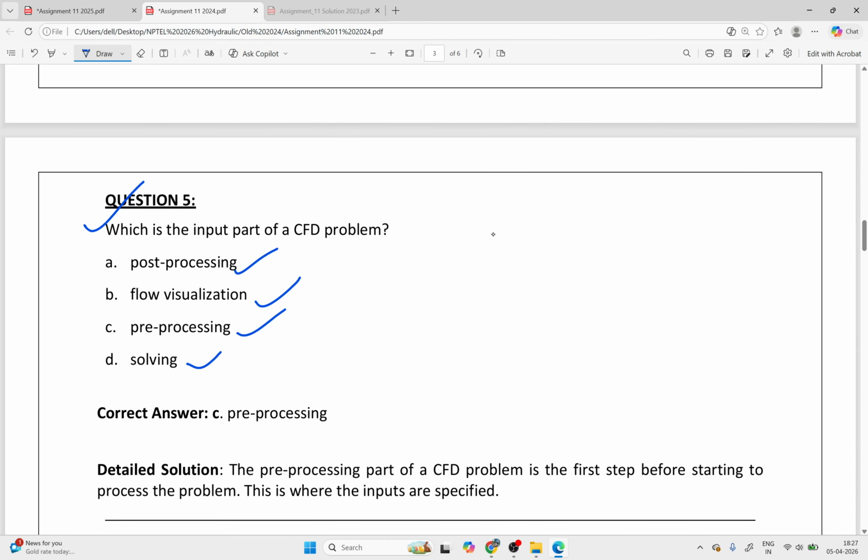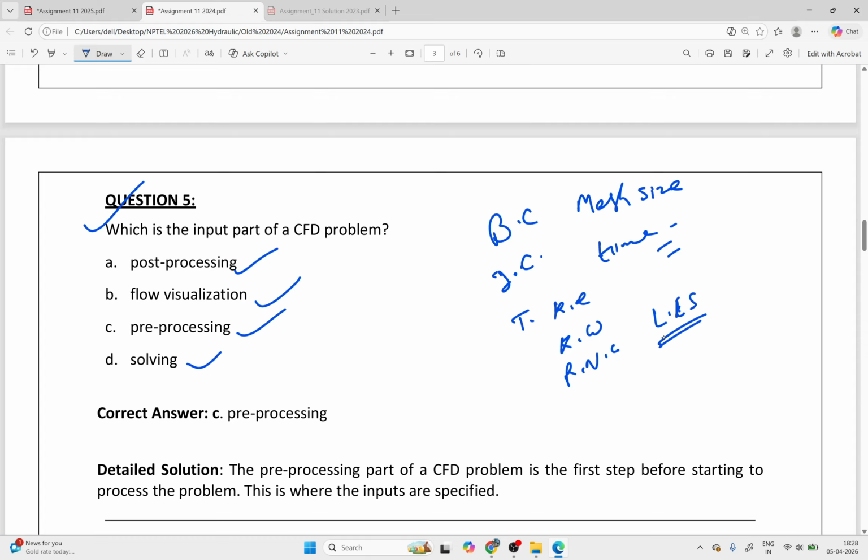So if you are telling pre, definitely it will be the pre, as I have discussed also. Input means the boundary condition and the initial condition, you need to input. Input means the mesh size, and the time step also. So these are the inputs. And you are going to select the turbulence model, whether K epsilon, K omega, RNG K epsilon, or you are going to apply the large eddy simulation, or other turbulence models also.